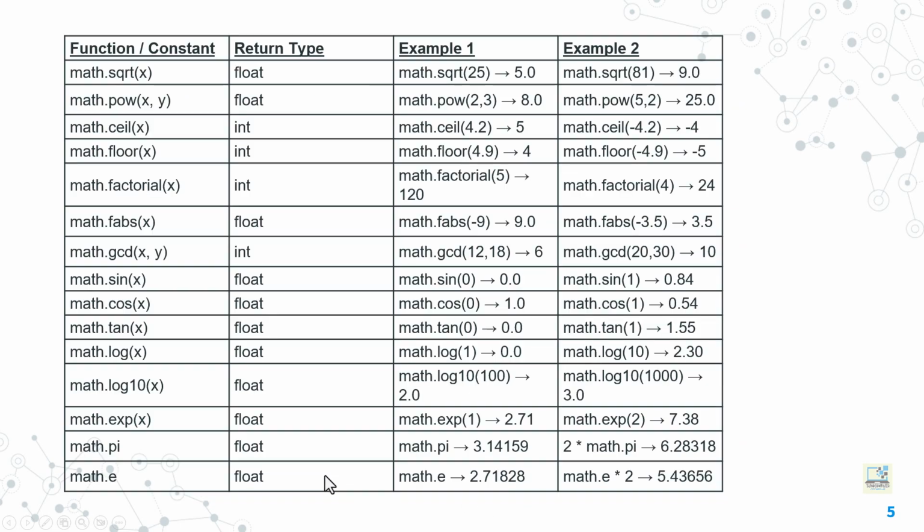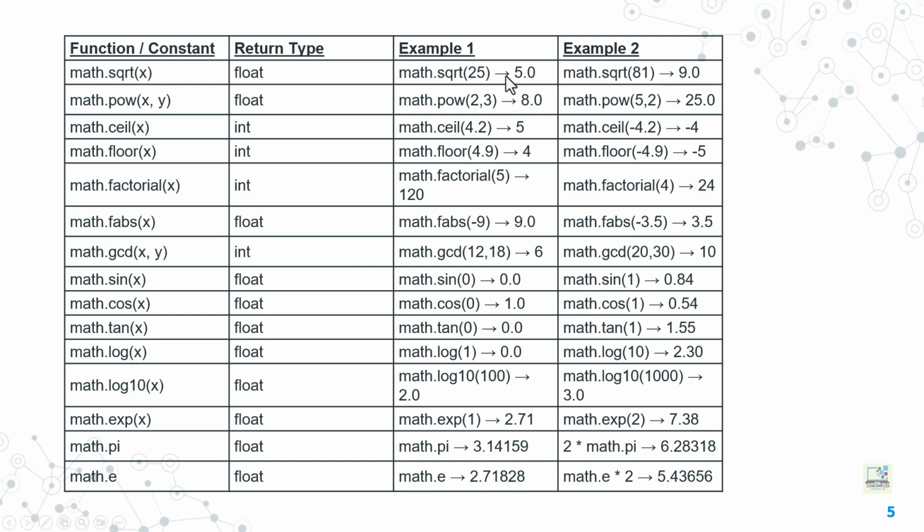So this list shows us all the math functions with their return types and examples. So starting with math.sqrt, which is for finding square root, the return type is float. We have two examples for each function here. Okay, so square root 25 you get 5.0, square root 81 you get 9.0.